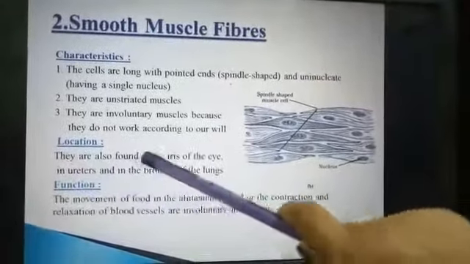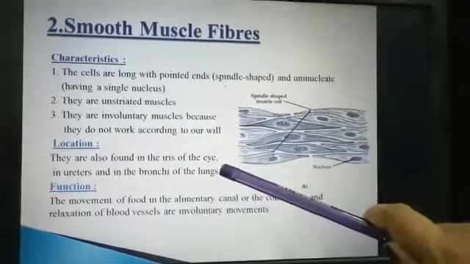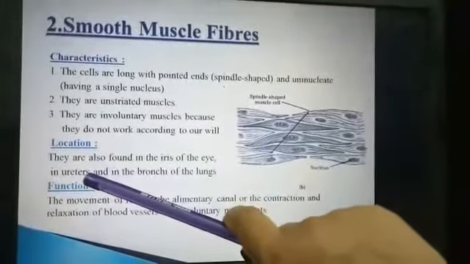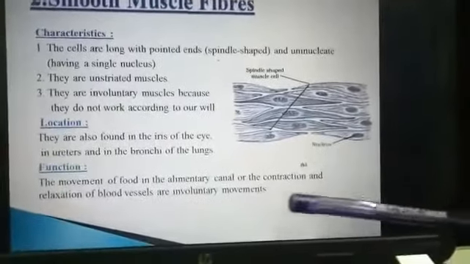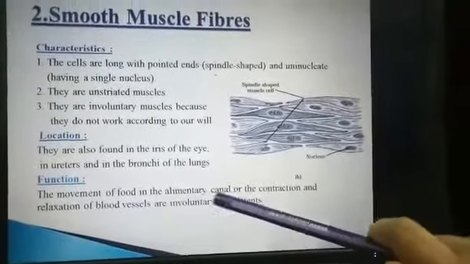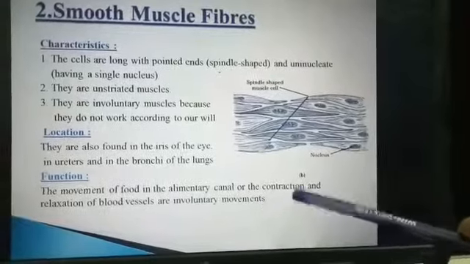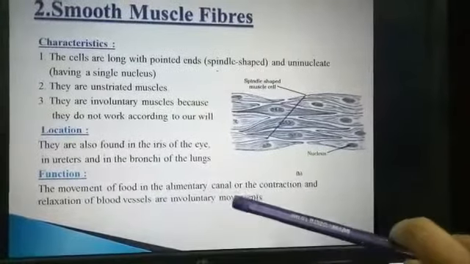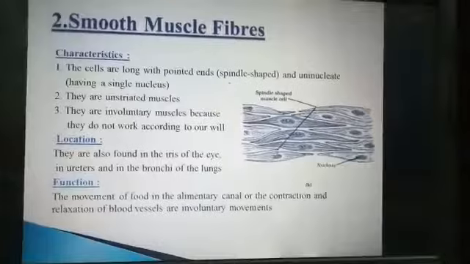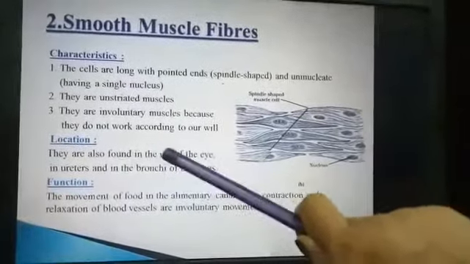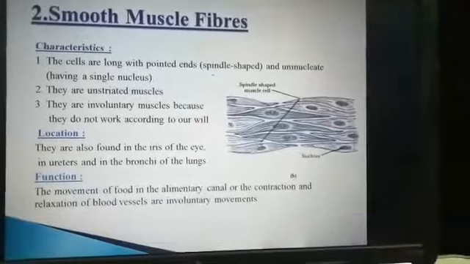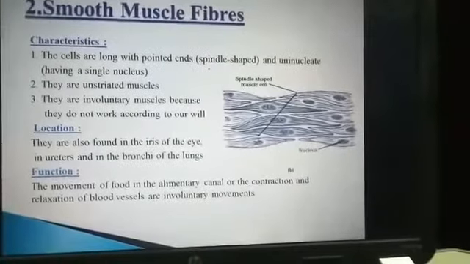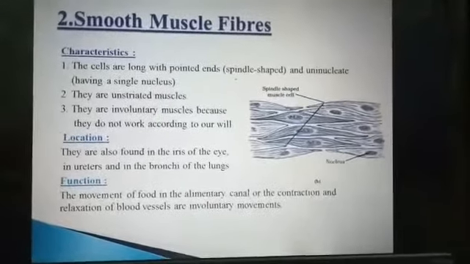Location: they are present in the iris of the eye, in the uterus also, and in the bronchi of the lungs. Then about functions, the movement of food in the alimentary canal or the contraction and relaxation of blood vessels are involuntary movements. So the functions of the iris, bronchi, and uterus are all the same function, contraction and relaxation of these body parts.